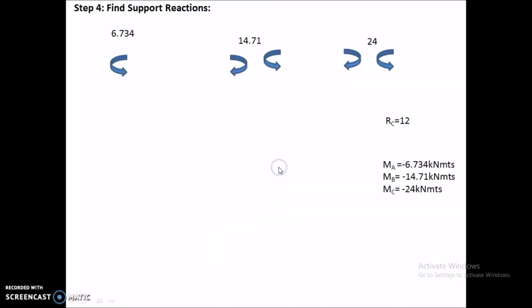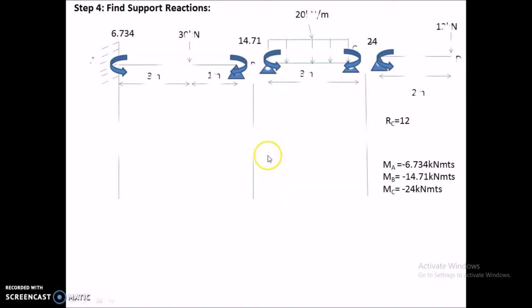Now the next step is to calculate the support reactions. So now I have divided our beam into different spans. Now we have to apply the equilibrium equations for these spans separately, and find out the support reactions. These are our calculated moment values, which I have marked here.